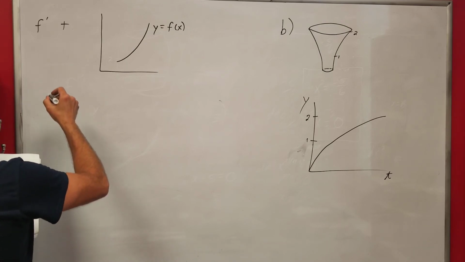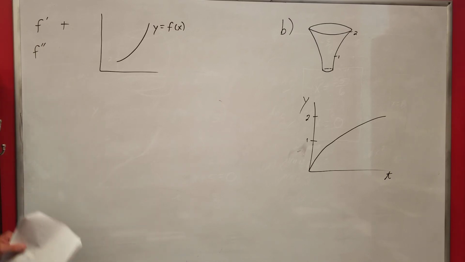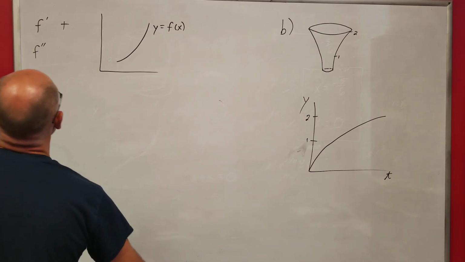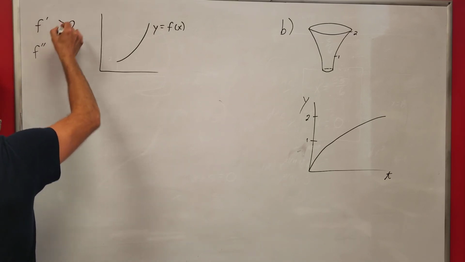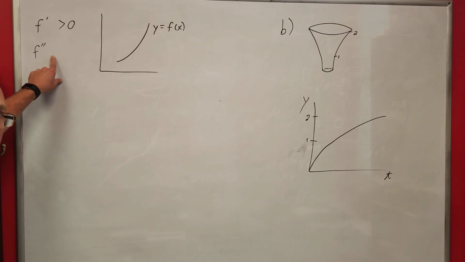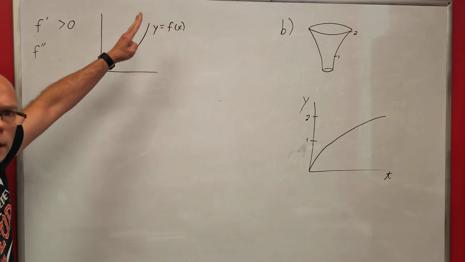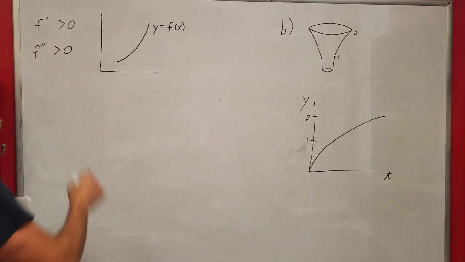How about f double prime? I'll tell you what, let's do this. I got this in my notes this way. So let's say instead of positive, we'll say it's greater than 0. How about f double prime? Is it greater than or less than 0? How's this thing concave? Up. So it's greater than 0.